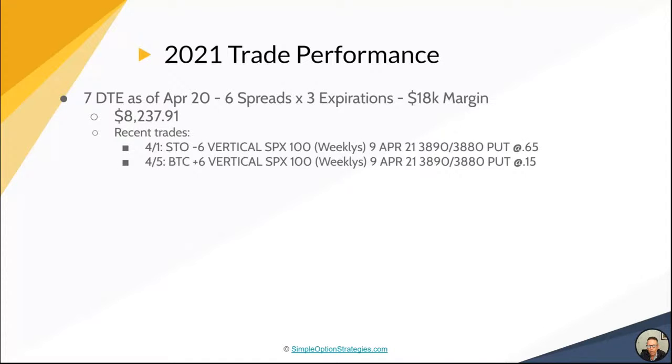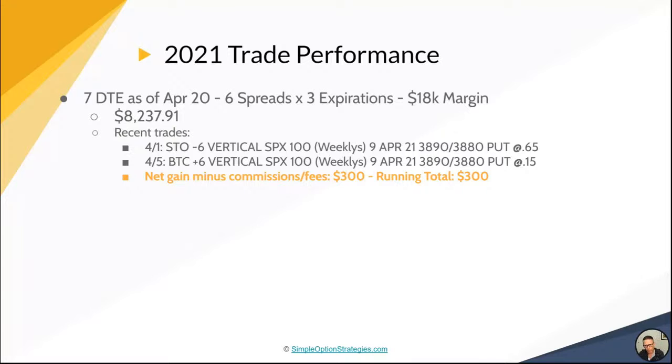Okay, so on 4/1, I put on a 38.90, 38.80. I closed it on 4/5, and look at the dates. I'm not waiting 7 days, guys. If you wait 7 days to let it expire, the last 10 cents will probably take you 3 days to close it. Okay, so check out the dates. The net gain minus commissions and fees is $300 for that trade.